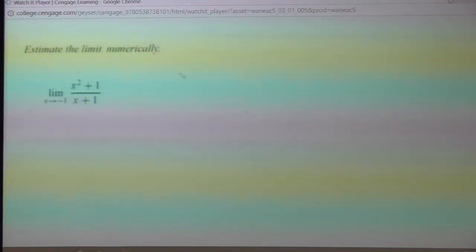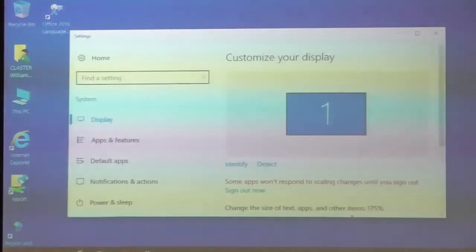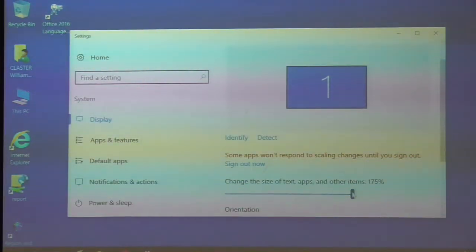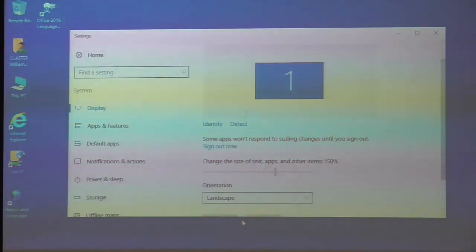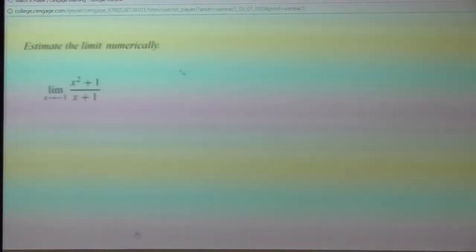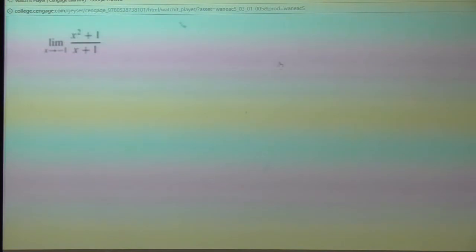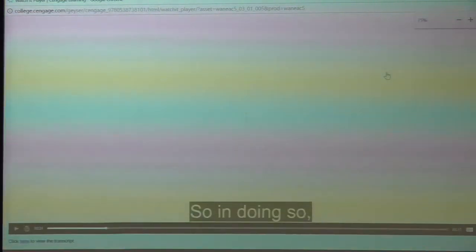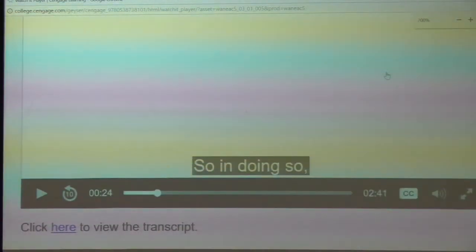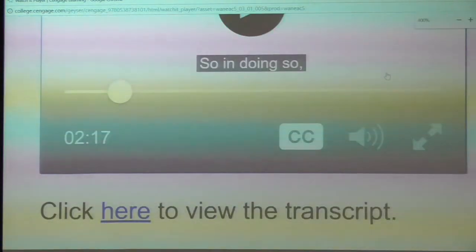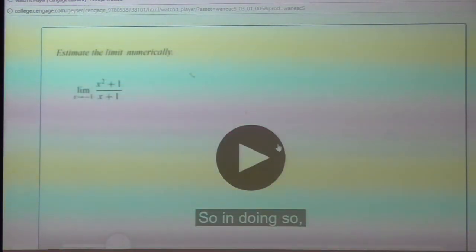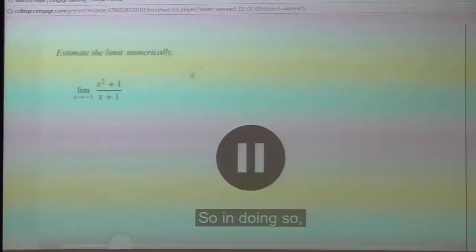So wait, I can't seem to get this to show up, right? Will that help? Right now. No. I can't get it to show the caption. All right, let's try that.